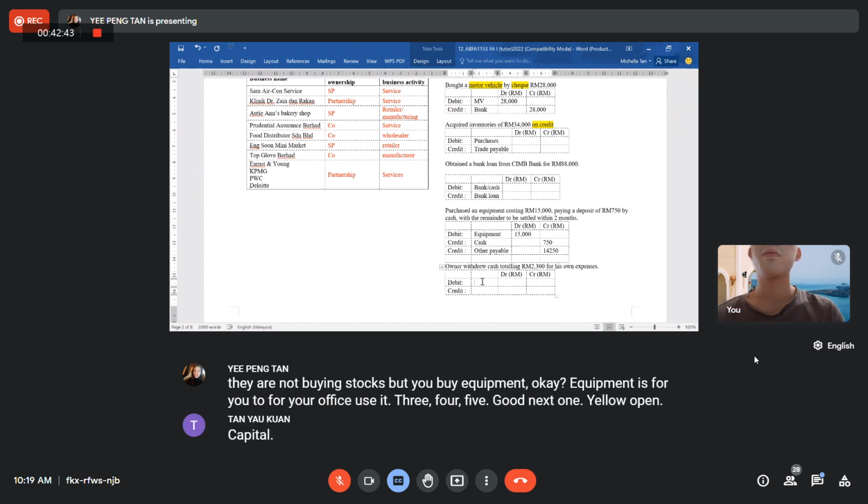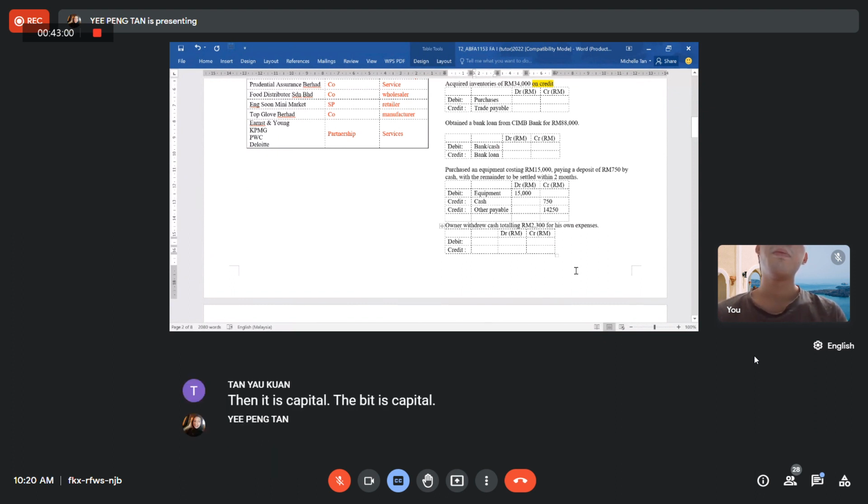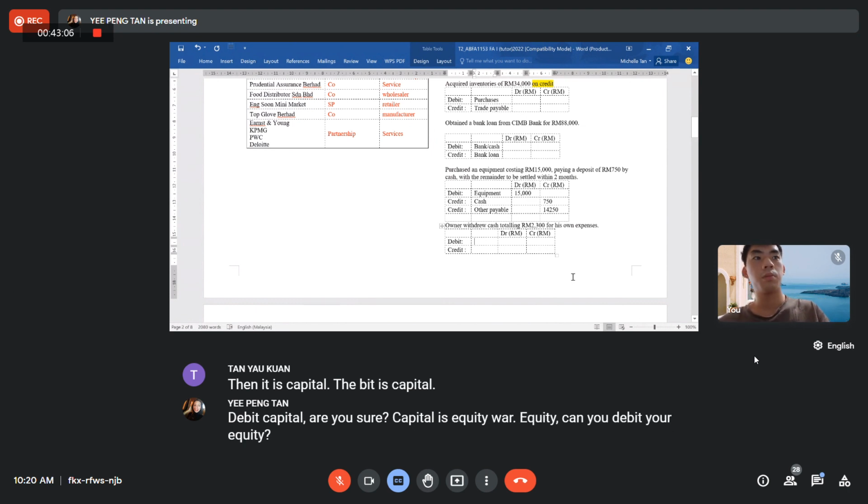Next one, Yao Kun. Debit is capital, 3,000, and credit is cash. Debit capital? Are you sure? Capital is equity. Equity, can you debit your equity? Cannot.